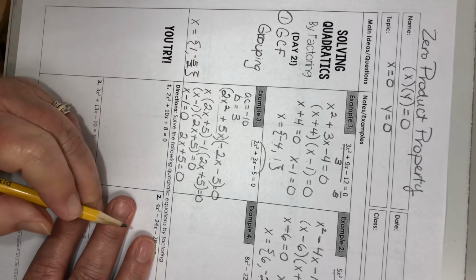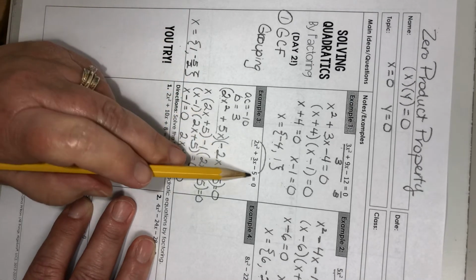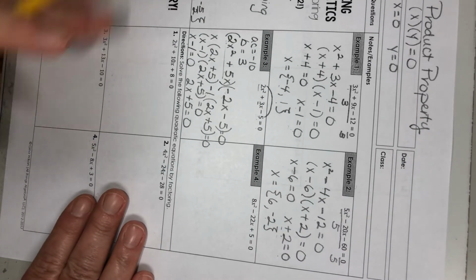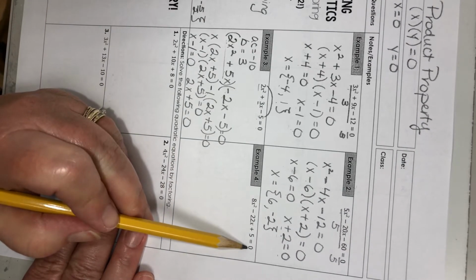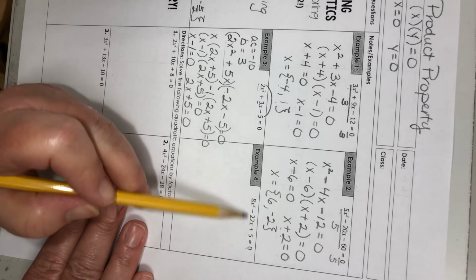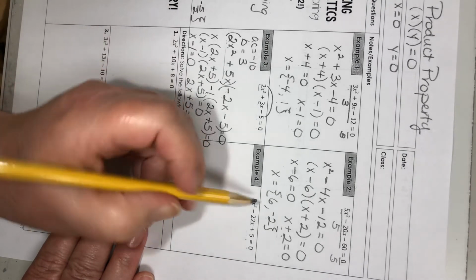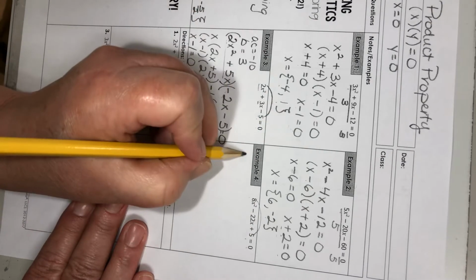And so those are the two solutions I could substitute in for x and get 0. Okay, one more like that. It's equal to 0. Looking for a greatest common factor? No. And it's in standard form. So let's look at AC.